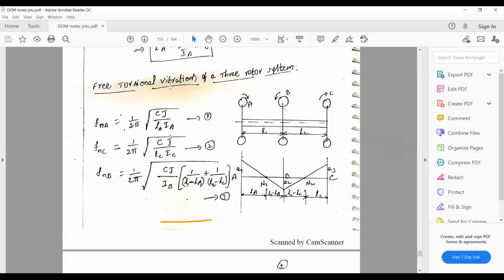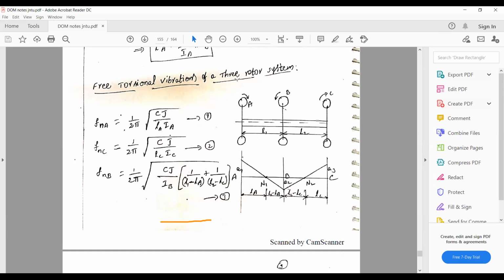Now we are going to take the third case: free torsional vibrations of a three rotor system. When we arrange three rotors on the shaft, again we can calculate our frequencies and the relations between the lengths. That is when we arrange three rotors on the system.